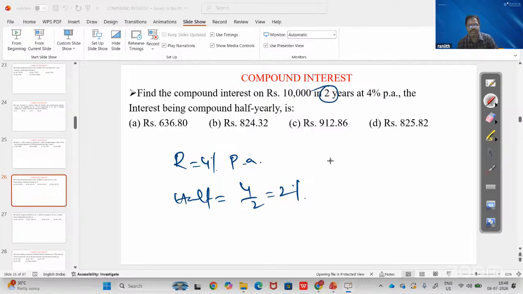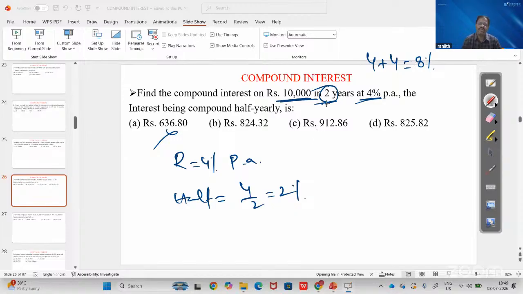So what is the rate of interest I am getting? Generally, if I take 4 percent per annum for 2 years, 4 plus 4 will be equal to 8 percent. 8% of 10,000 is nothing but 800. So this will be cancelled, and also it can't be 912, and it can't be 900.